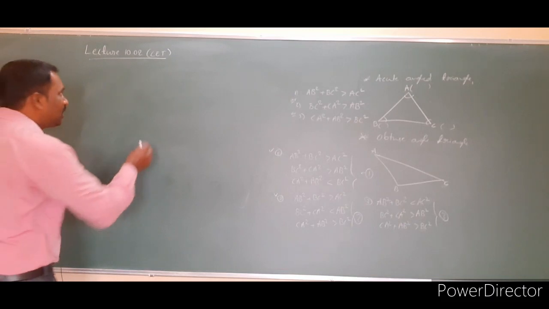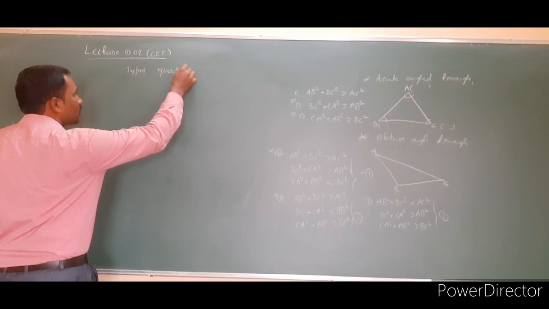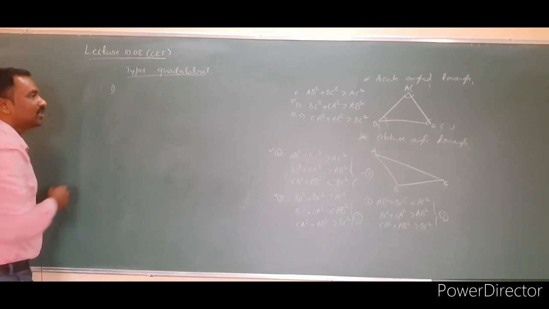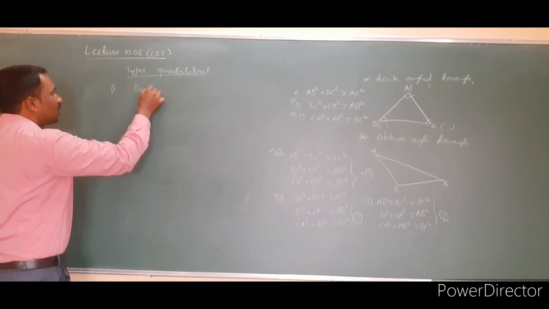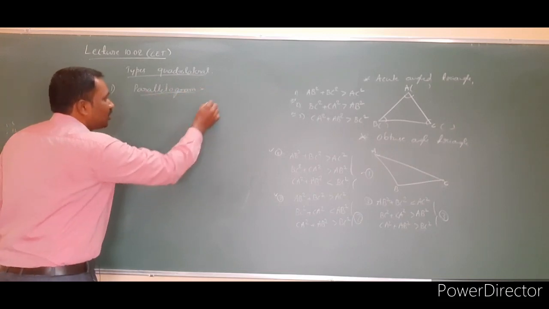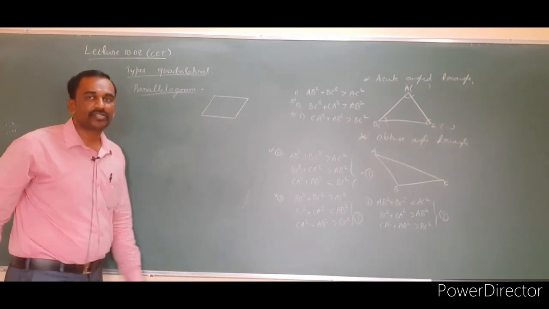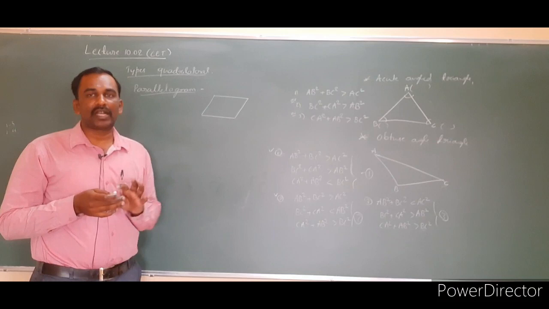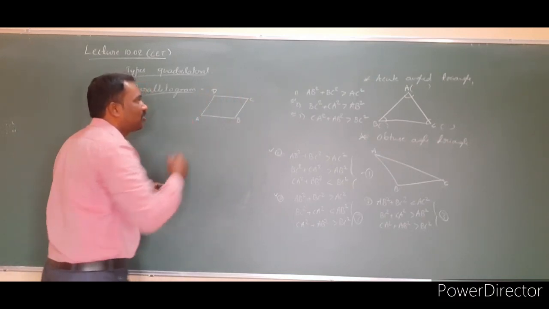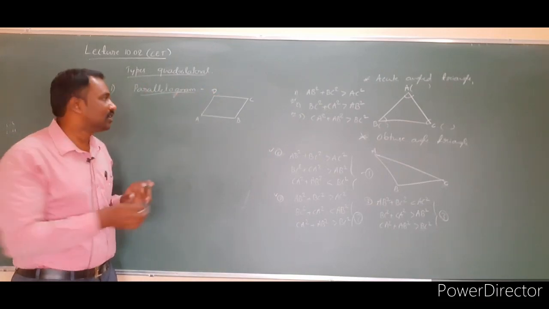Okay. Now the next thing is types of quadrilateral. There are different types of quadrilaterals. In that, first of all, parallelogram. We already know the parallelogram. What is the condition of a parallelogram? We usually say that there are two sets of parallel lines. ABCD is the parallelogram, then AD is parallel to BC, and AB is parallel to CD.